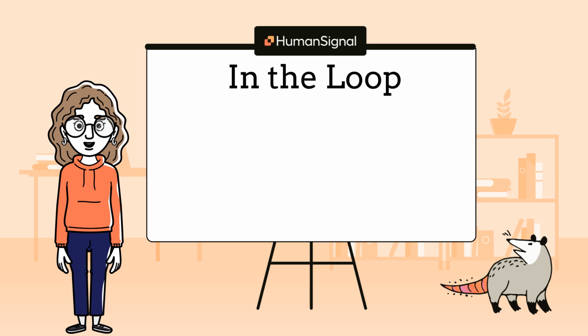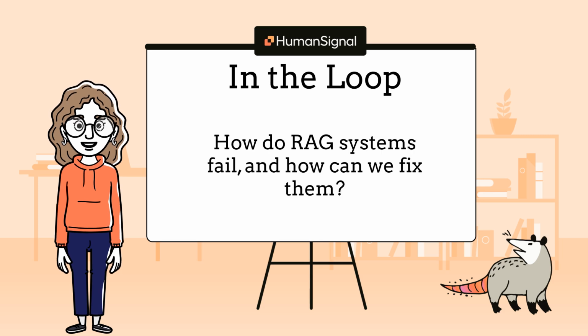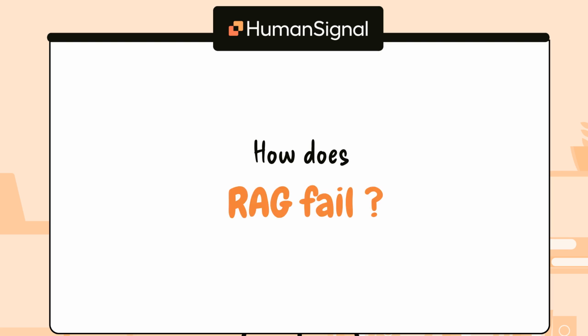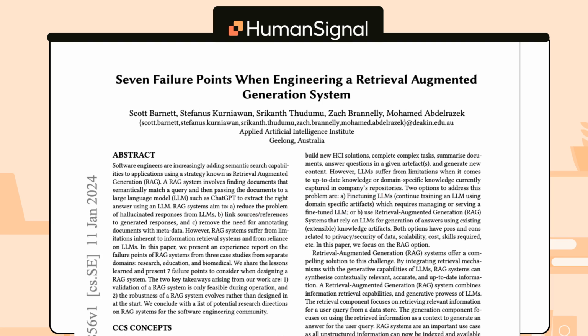Last time on In the Loop, we explored what a RAG system is and how it works. Today, we're going to talk about ways that your RAG system can fail and things you can do to fix it. Let's get started. There are many ways that a RAG system can fail. In their 2024 paper, Barnett et al. identified 7 common failure points, ranging from an incomplete knowledge base to improper generation and everything in between.